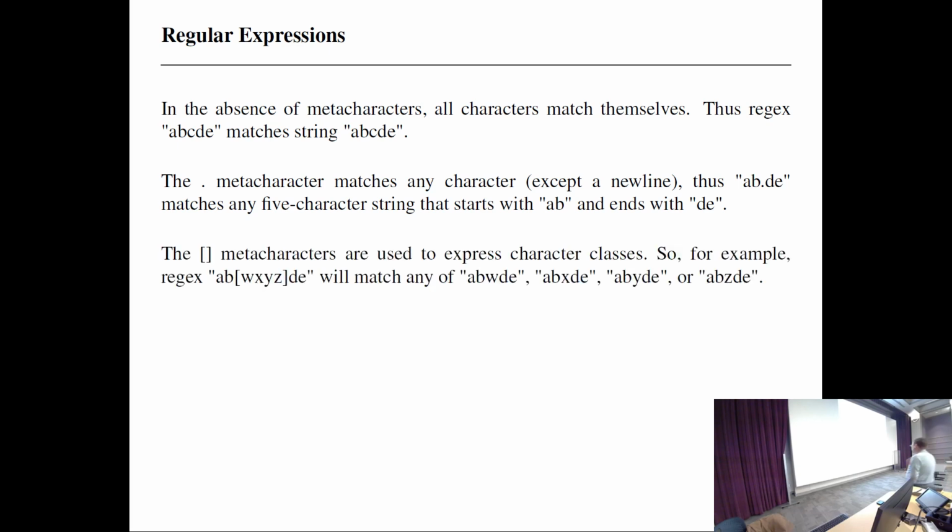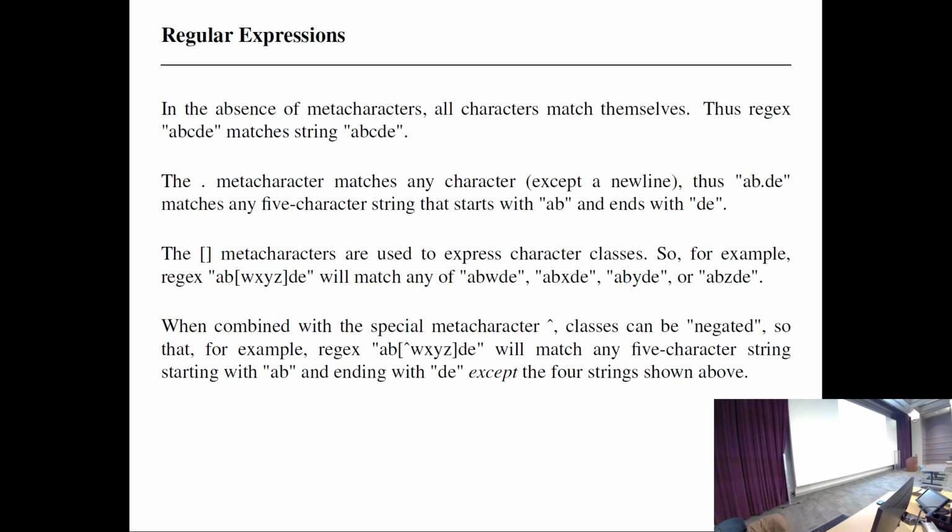The square metacharacters, the brackets, are used to express a class of characters. So for example, if I change my pattern to be AB, square brackets with WXYZ, DE, this pattern will match any of these 4 strings, but no other. So in a sense, the period is like the brackets with every possible character between them. And the brackets are used to restrict the range of the match to just the characters I put in the bracket. Everybody with me so far? So far it's pretty straightforward.